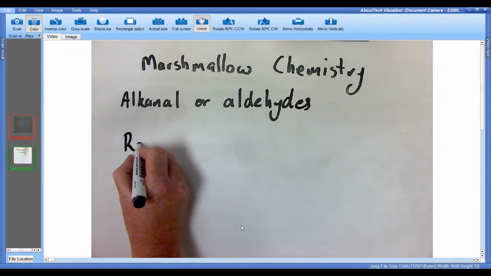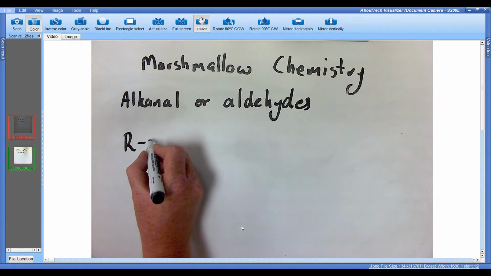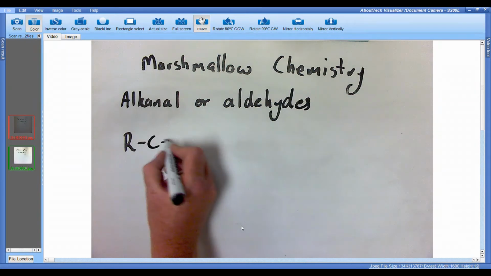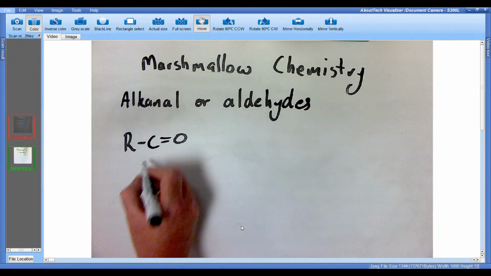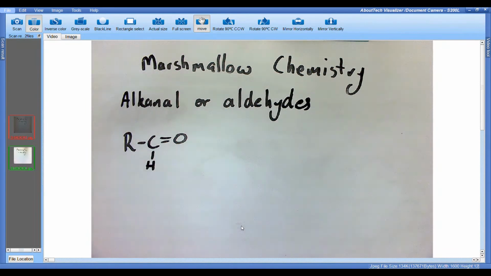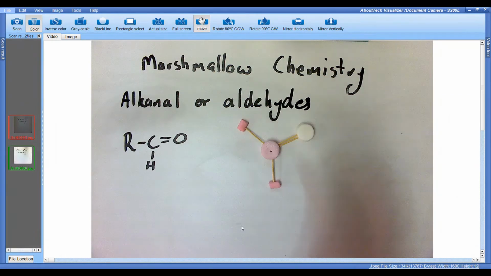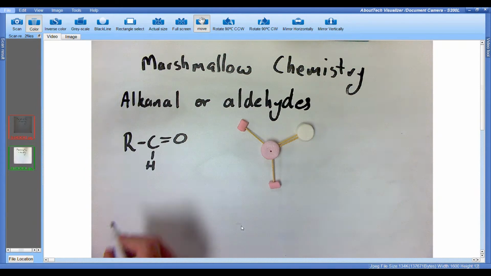Our formula for alkanals is R, C, double bonded oxygen with a hydrogen attached. So this means there will be a double bonded oxygen on the end of a carbon chain. The structure we have there is our simplest alkanal. This is methanal.